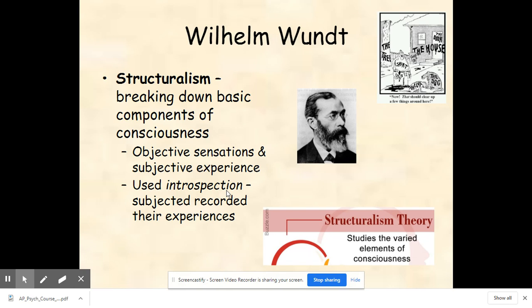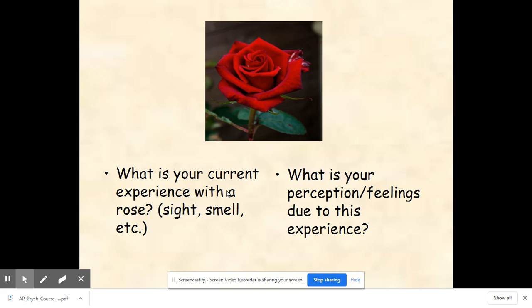He said that consciousness was made up of three parts: sensations, images, and feelings. So for instance, what he would do is give one of his subjects a rose. And he'd ask, all right, what is your current experience with this rose? And they may say, well, I can see that it's red. I can smell it. I can feel the thorns. It weighs this, and so on. That's objective sensation right there. We would all agree on that.